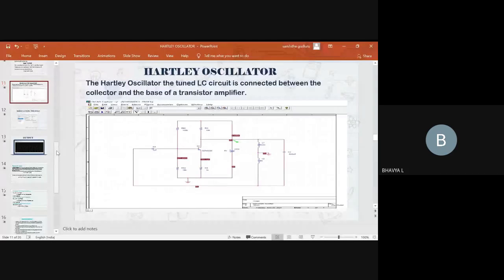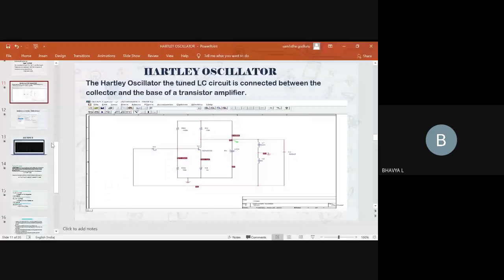This is the circuit connection of the Hartley oscillator. Here, the tuned LC circuit is connected between the collector and base of the transistor amplifier. As far as the oscillatory voltage is concerned, the emitter is connected to the tapping point on the tuned circuit coil.